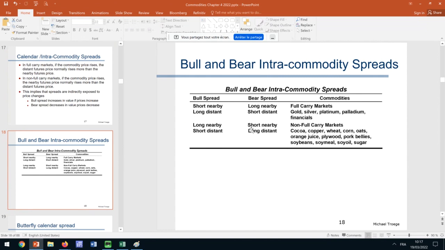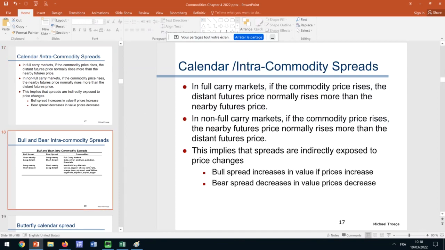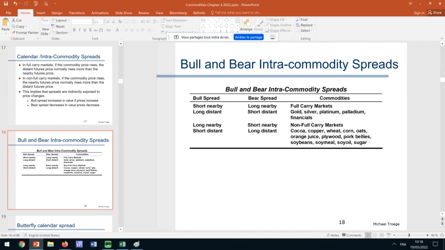So a bull spread is a spread position that depends also on the absolute values, because normally the level changes are related to slope changes, but the one that makes money and the one that loses money if prices go up depends on what kind of market you are in. These are just trader expressions, bull spreads and bear spreads, but you have to know that a bull spread in precious metals is actually the opposite from a bull spread in, for example, wheat.